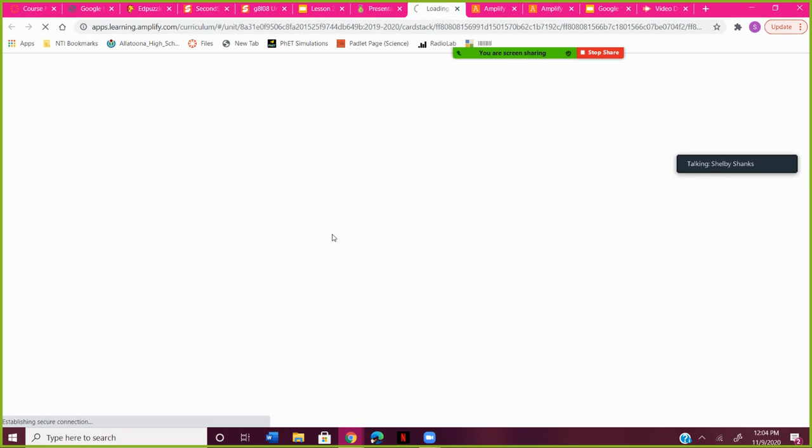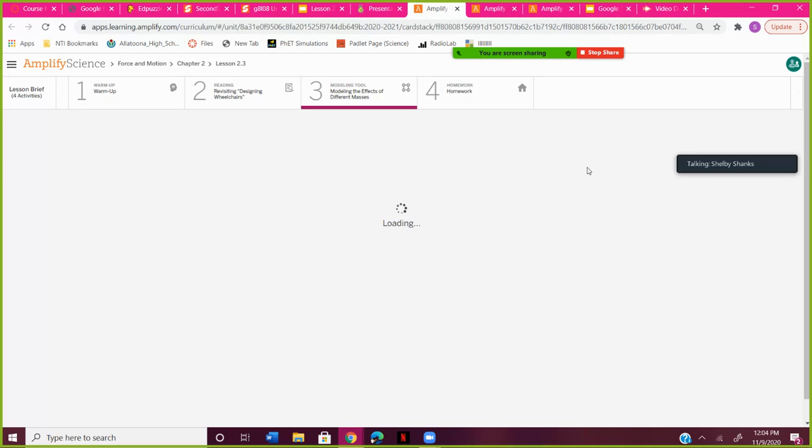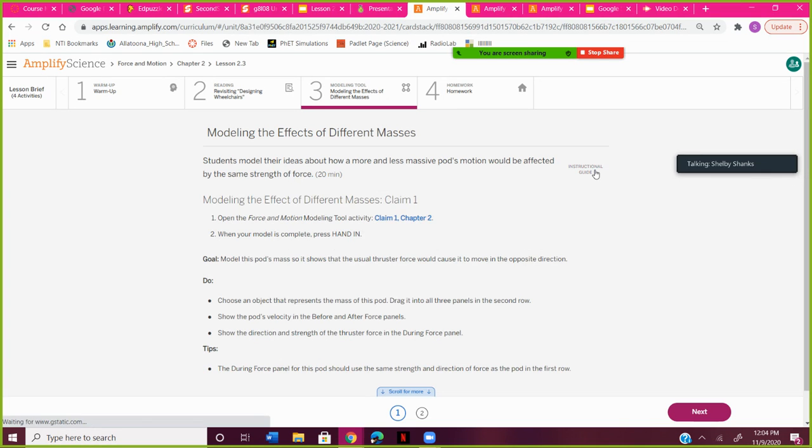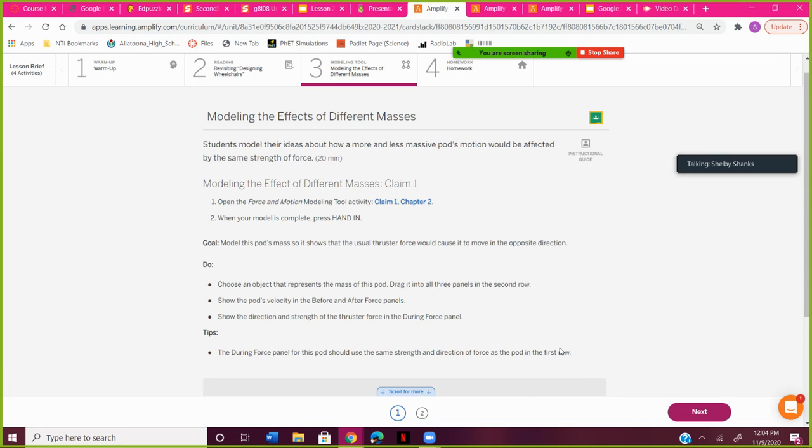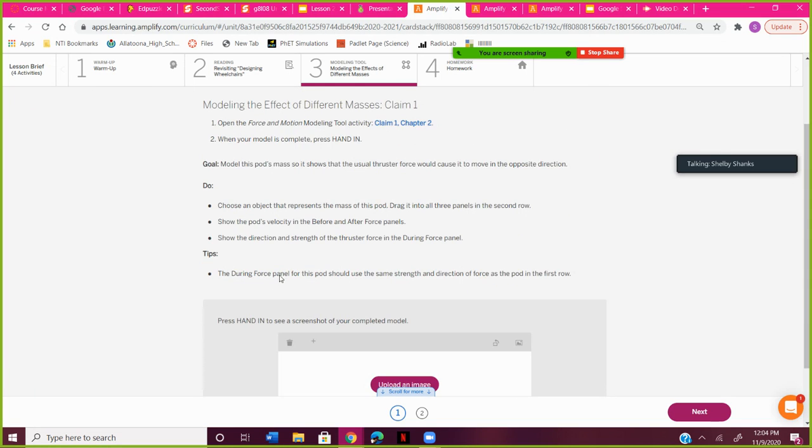All right, so once you go to this, you're going to show claim 1. And it tells you all of the steps here on Amplify. If you're looking at my screen, it will tell you all the steps that you're going to go through. It's going to tell you your goal, what to do, and give you a tip. So the during force panel for this pod should use the same strength, force, and direction of the force as the pod in the first row.